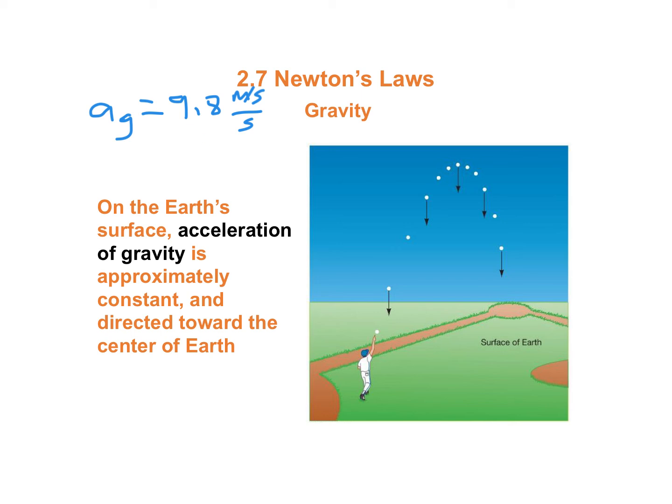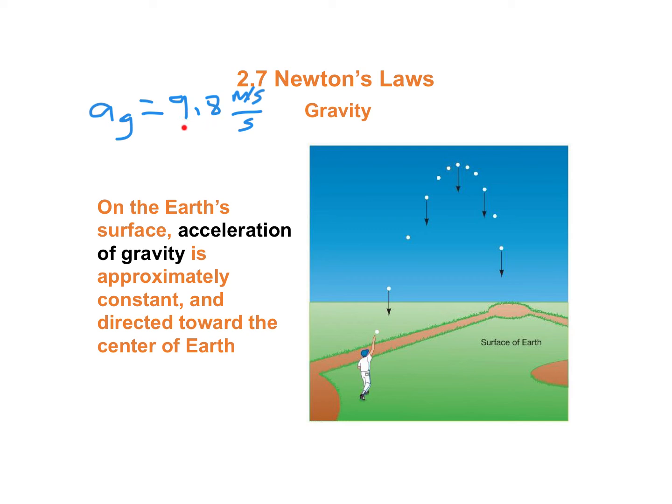So I drop it, it's not moving. It's at rest when I drop it. It's got 0 meters per second, and then I let it fall from gravity. After 1 second, it's going to be moving 9.8 meters per second. After 2 seconds, it's going to be moving 19.6. That's twice as fast as this, 19.6 meters per second.